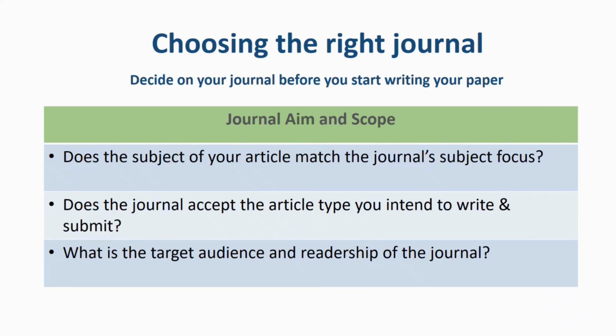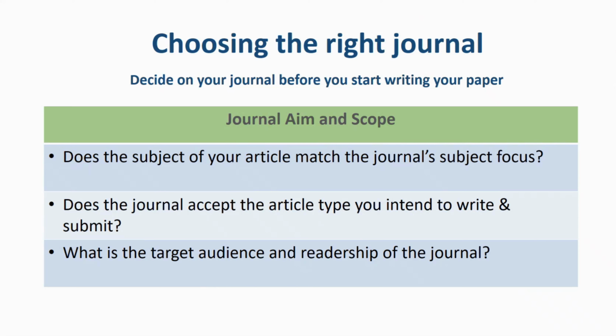So how do we go about actually choosing the right journal? It's a good idea to identify a suitable journal or selection of journals, as you said, before you even put pen to paper. First thing to look at is the aim and scope of the journal. Does your article match its intended focus? Does the journal accept the type of paper you intend to write and submit? Think about what is the target audience or readership of the journal, and does that all align with your paper?